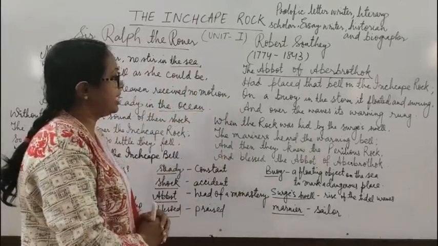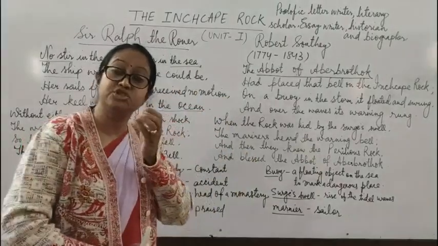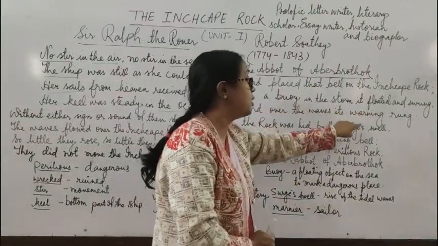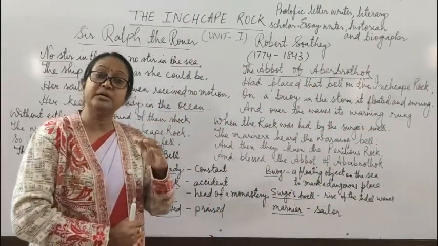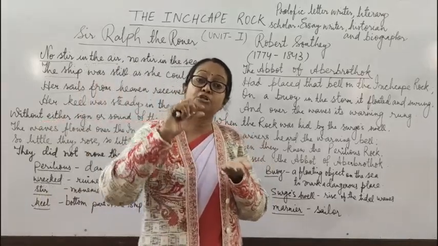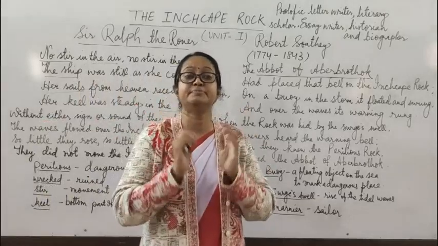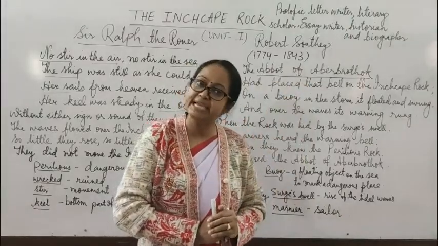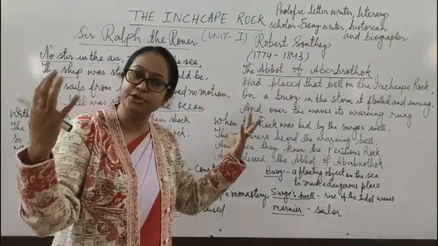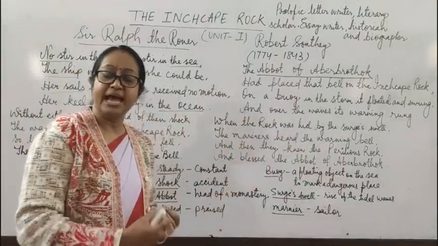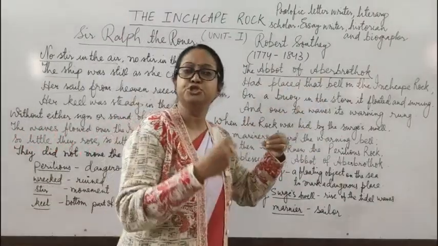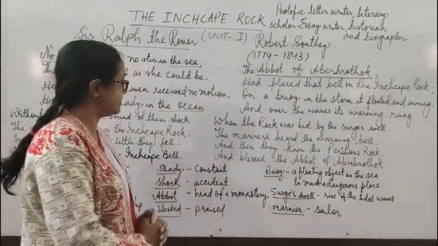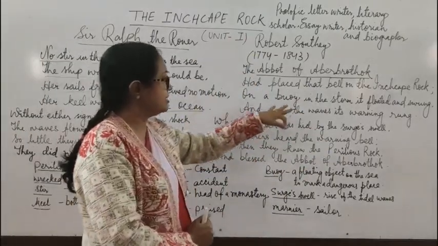And over the waves its warning rang. So it used to give a warning: the buoy in the storm, it floated and swung, and over the waves its warning rang. As I told you, the rock was a few inches above the sea and was visible during the low tides, but during the high tides, when the sea water covered the rock completely and the water became stormy and rough, the bell used to ring and give a warning, as a buoy floating in water to mark a dangerous place, when the rock was hit by the surge's swell.